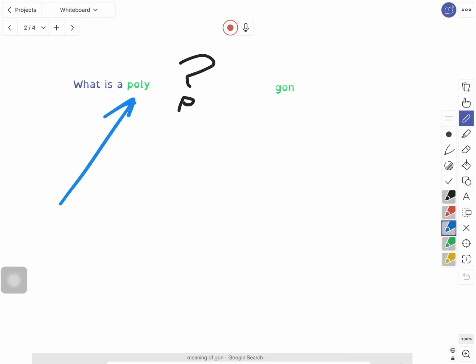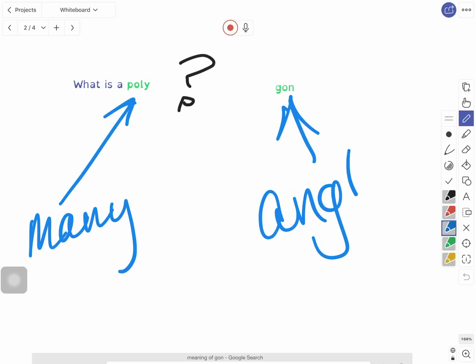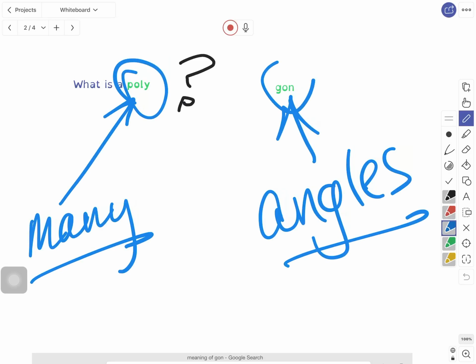Pretty simple. Poly, many, gon, angles. What is a polygon? Something with many angles. So what are we studying? Things with many angles. Shapes with many angles. That's how Latin roots and Greek roots can help you.